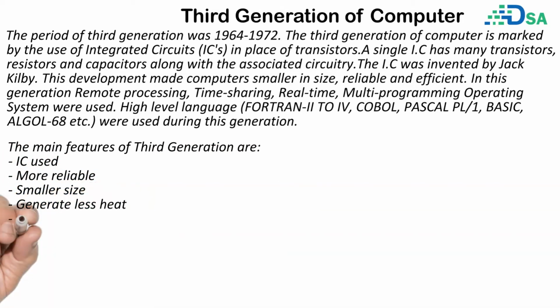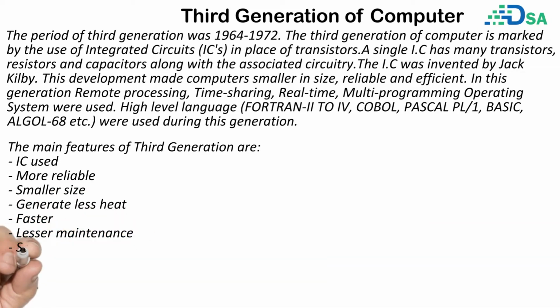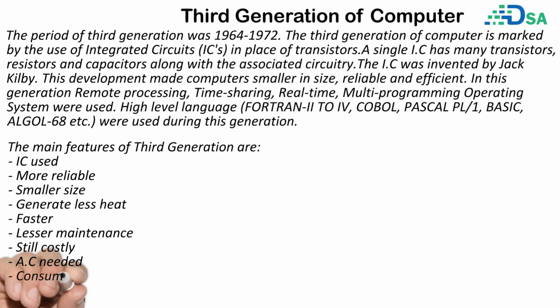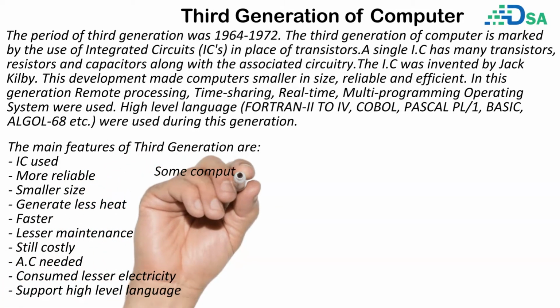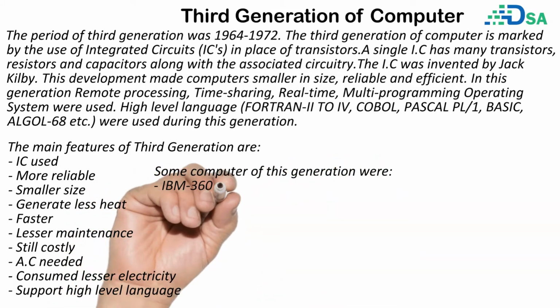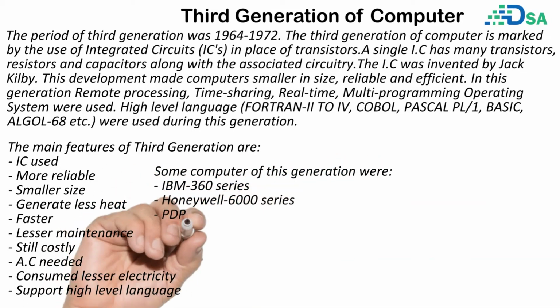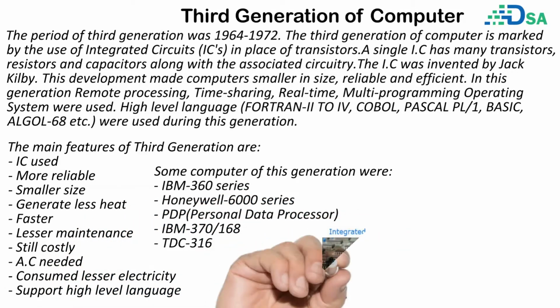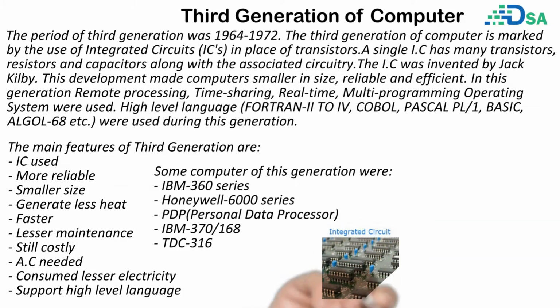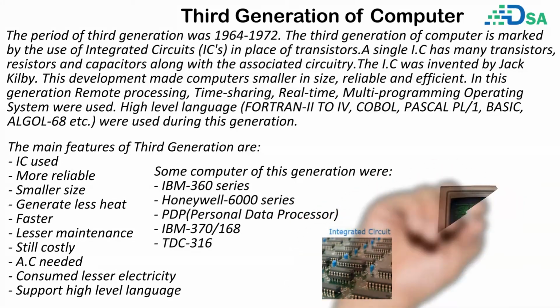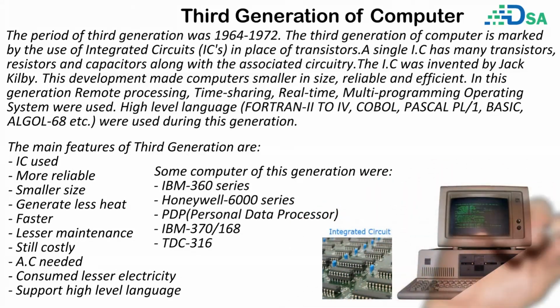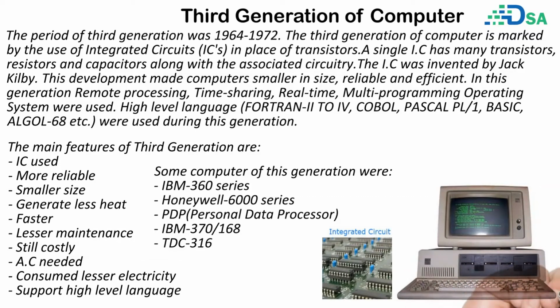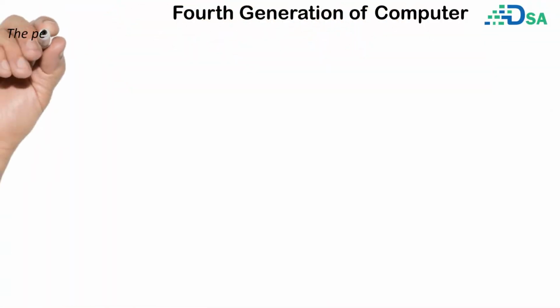The main features of third generation are: IC used, more reliable, smaller size, generate less heat, faster, lesser maintenance, still costly, AC needed, consume lesser electricity, support high-level language. Some computer of this generation were IBM 360 series, Honeywell 6000 series, PDP personal data processor, IBM 370-168, TDC 316.